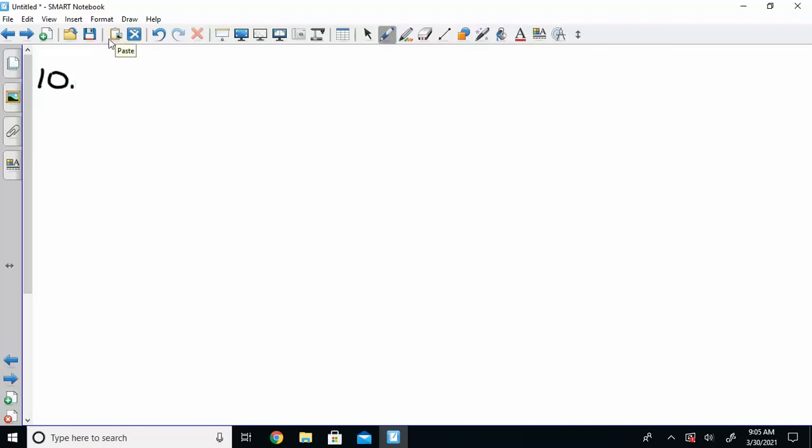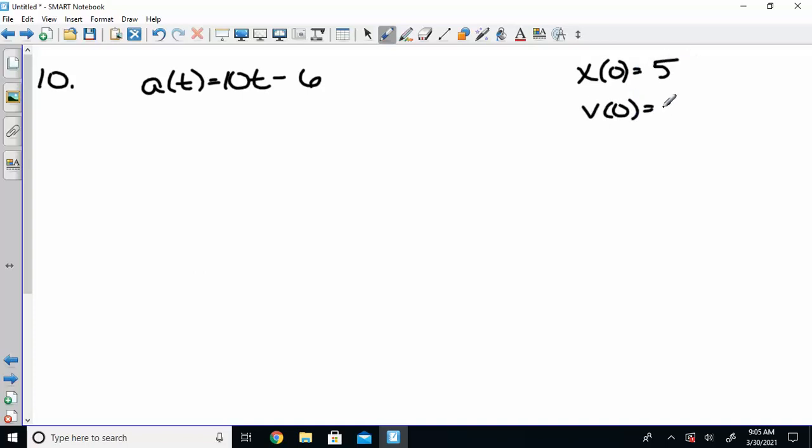Number 10. So I am giving you the acceleration. And then I'm telling you your initial position is 5. Your initial velocity is 0. And you need to find the position. So if you start with acceleration, how do you work backwards to get to position? Antiderivative. How many times? 2. If I do it once, that will give me the velocity.